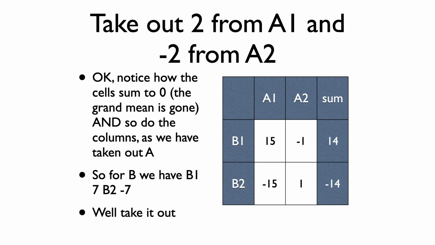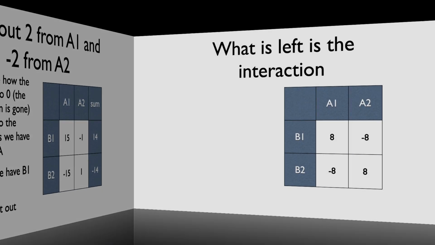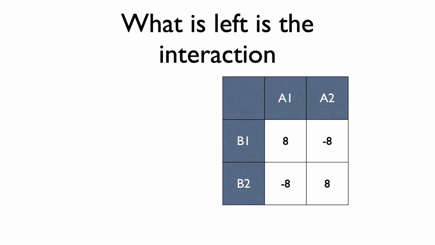Let's take out 7 from all the B1s. What are we going to get? Take 7 out from all the B1s. I'm bruising my tailbone. It's unpleasant. So let's see. We're going to get 8, negative 8, negative 8, 8. Oh, this time I think we have something left over. We have an interaction this time.